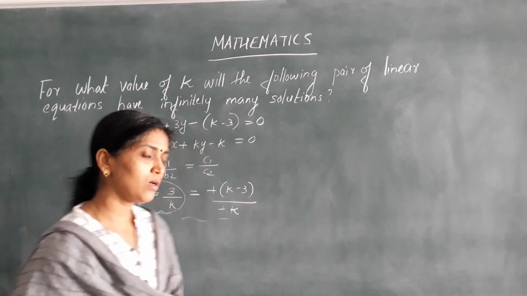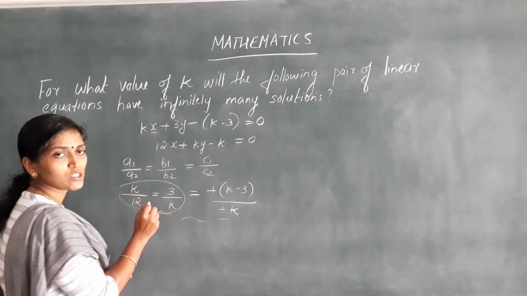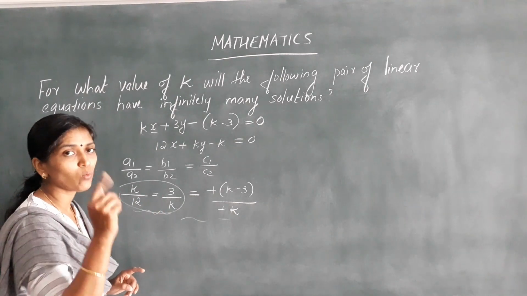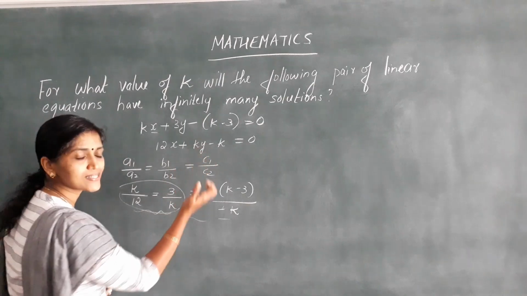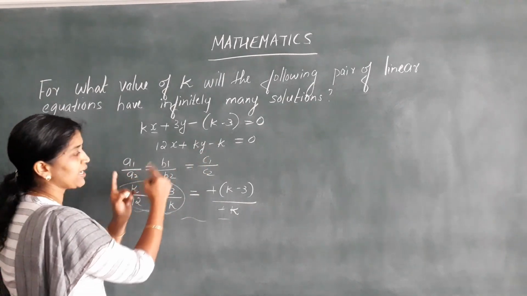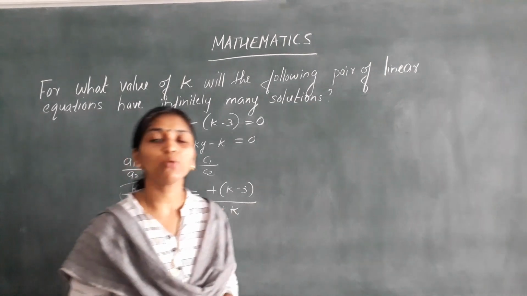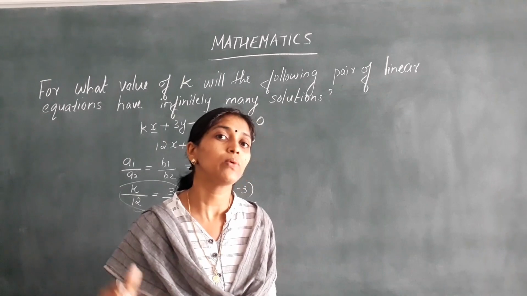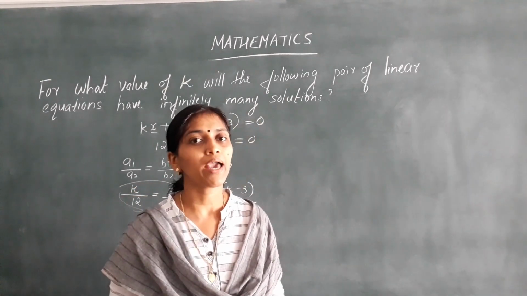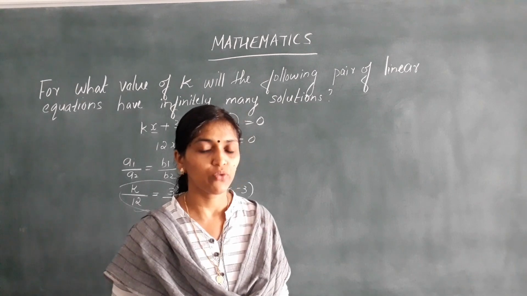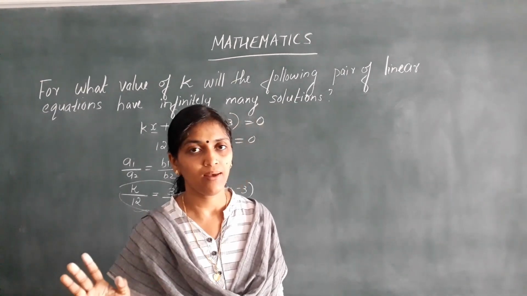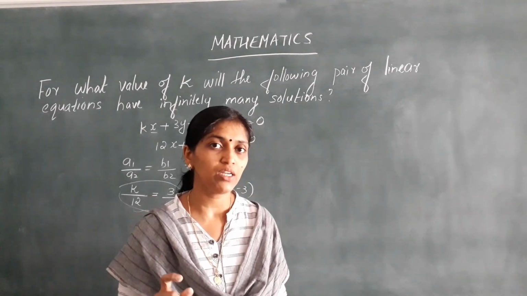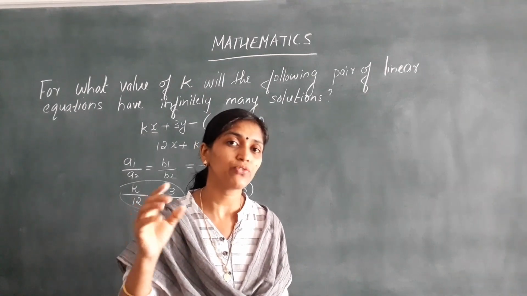Now, in that case you can compare a1 by a2 equal to b1 by b2 and find the value of k, and also you have to compare one more, that can be b1 by b2 and c1 by c2, or a1 by a2 and c1 by c2, because you may get more than one value for k. In that case you will be confused about which value of k to take. So we go for comparison of the next one. If you get only one value for k, it is okay. But if you get more than one value for k, you have to go for the comparison of the next one to know which value of k is possible.